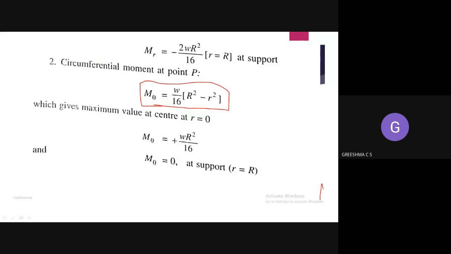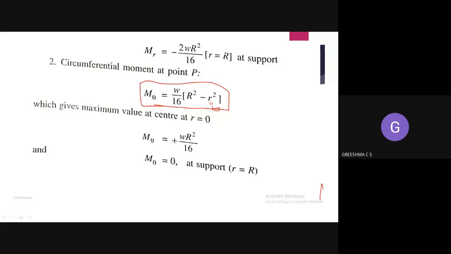So take this equation. Here also, in the same way, circumferential moment will be maximum at the center. Maximum at the center means r is equal to 0, so you have to substitute r is equal to 0. So the circumferential moment, the maximum moment, will be developing at the center, that is the origin point, small r is equal to 0.